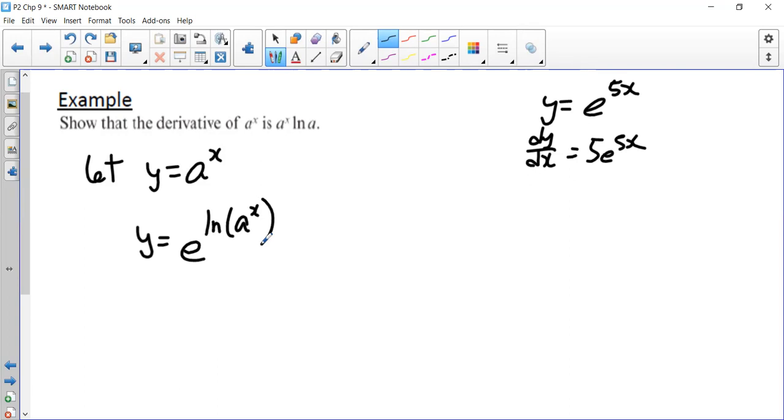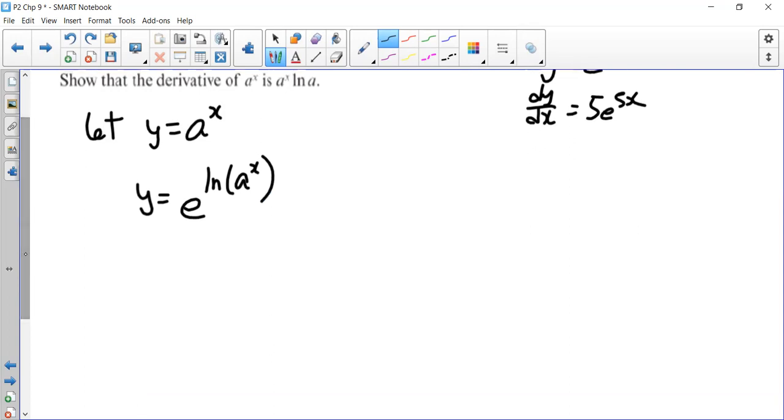then that doesn't change the original, because if we simplify, we still get the original expression. So logically and mathematically we are correct. But how does that help us? Using log rules, we can bring the x down in front of ln. So y equals e to the power of x ln a.